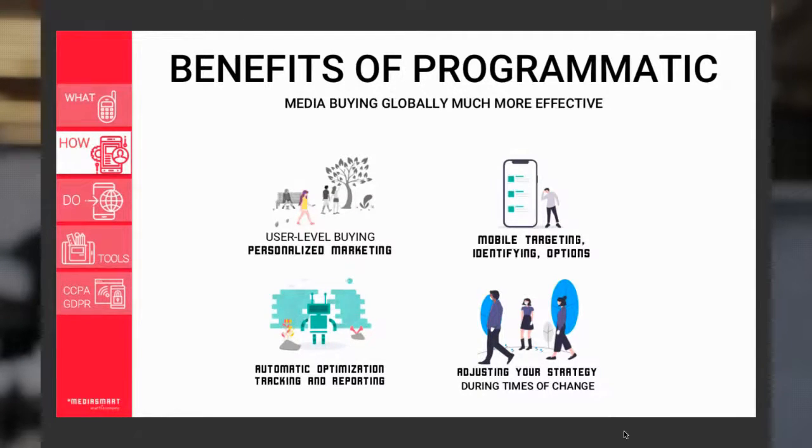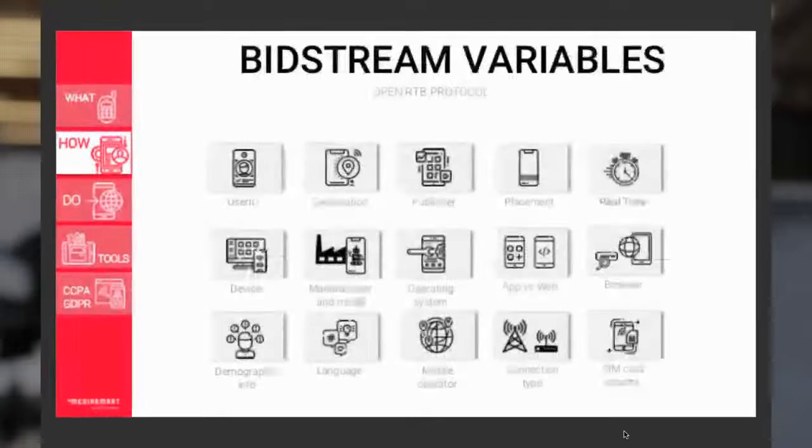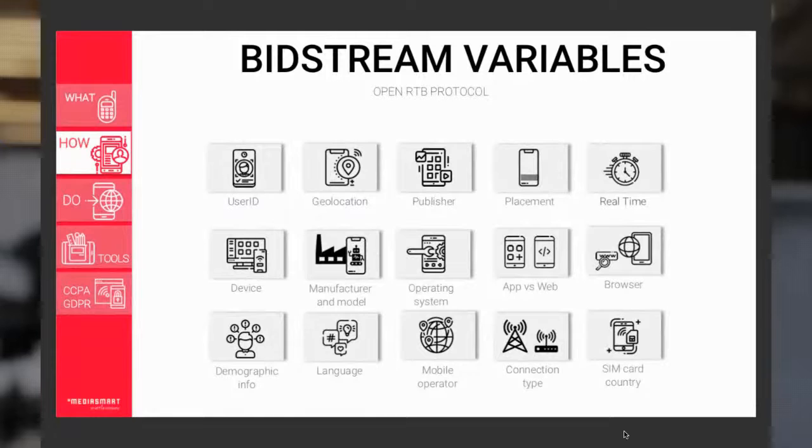Most DSPs have their own algorithms to do this sort of optimization. And obviously, this allows you to adjust your strategy during times of change. You can start, stop your advertising, or adjust as you see fit, or as circumstances change. So what are these bidstream variables in programmatic that we talked about on the OpenRTB? OpenRTB means open real-time bidding. So we have the user ID, which is the identifier that we talked about before.